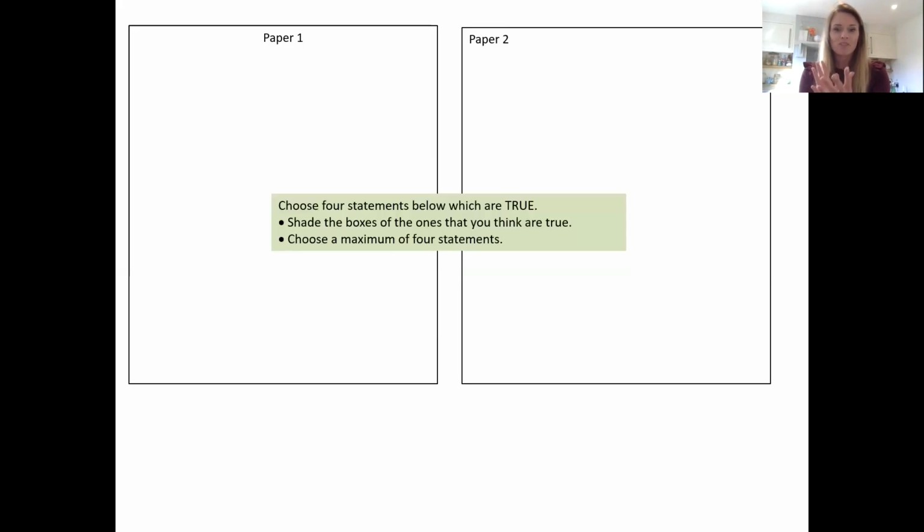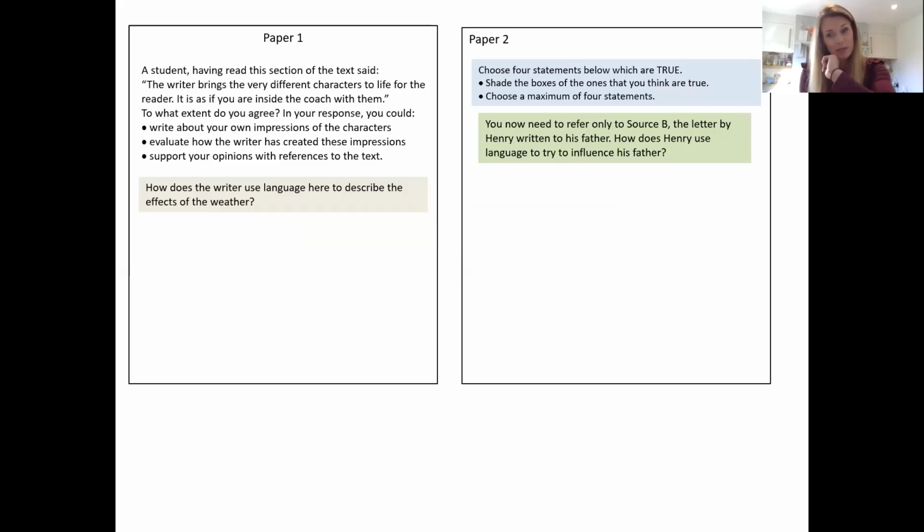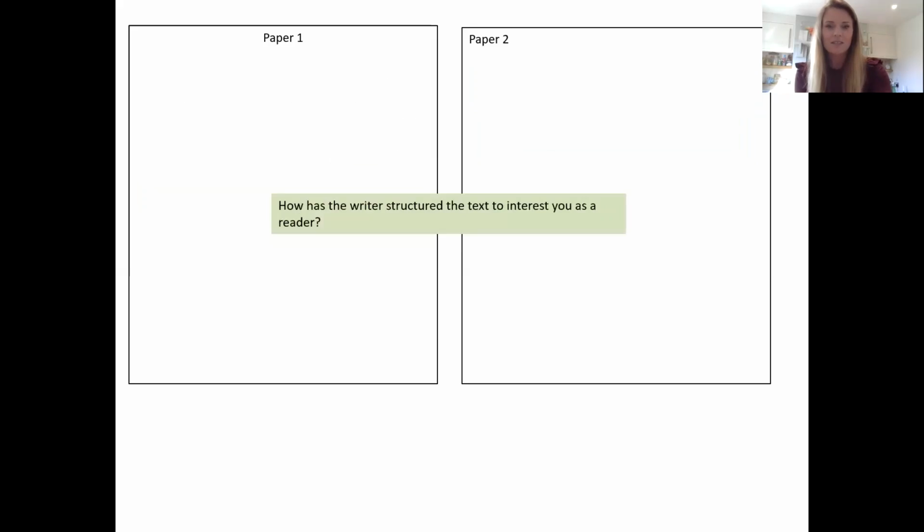Next one. Choose 4 statements below which are true. Then you have your tick boxes of whether you think the statements are true, and you have to choose 4 of them. Interesting, because both papers have question 1 as quite a simple ease into the paper. This one is paper 2. So you have to think about what statements are true. Whereas in paper 1, they'll just ask you to list 4 things, bullet point 4 things. So there's a nice simple question.